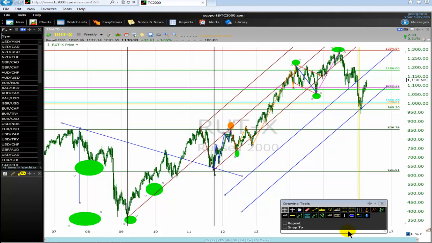So here we have counted 5 waves. Now we have A, all right, B, all right, and C. All right. Is it making sense now? So we are in a correction.